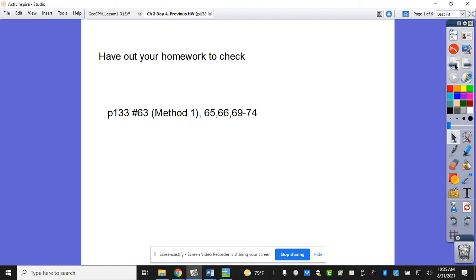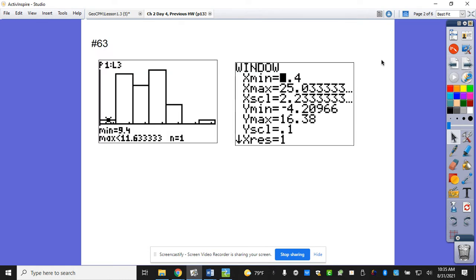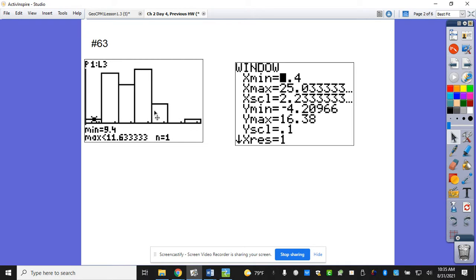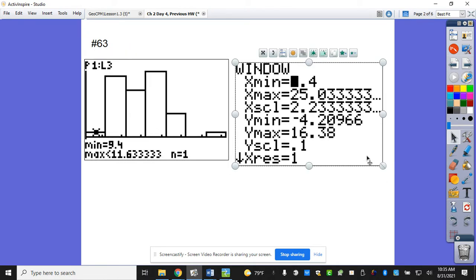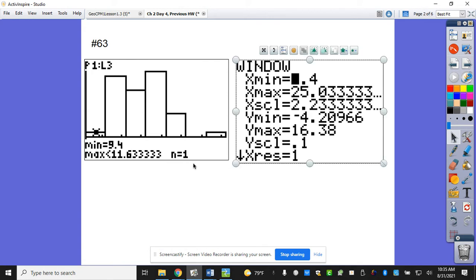So the first one, I'm going to go through kind of my calculator process here. With all my numbers typed in, this is the histogram that it gave me, along with the window that it set by itself. Does this graph look terrible? Not really, not to the point where I'd say run screaming and never try normal. So it doesn't look terrible. Maybe I can make it look better.